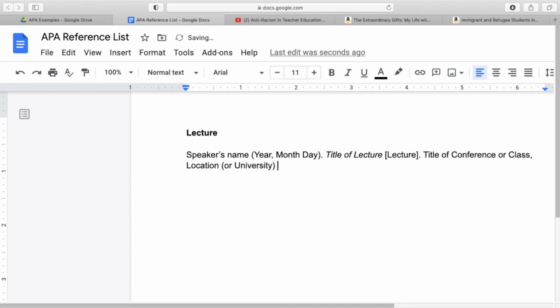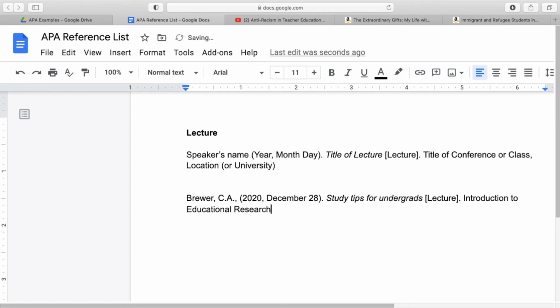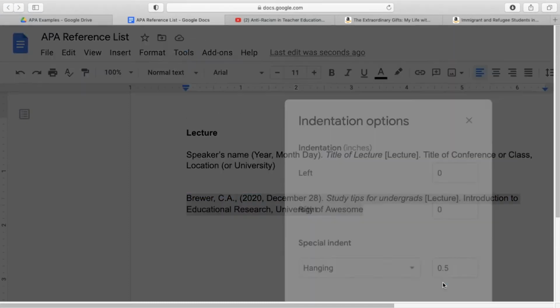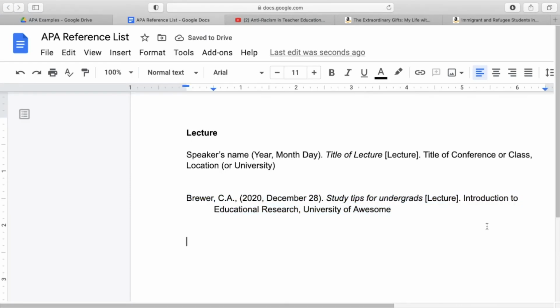You're going to cite your professor's name, the year, the month, and the day that the lecture was done, so date your work. Your computer will do that for you. The title of the lecture, you can look at your syllabus for that. Put down that it was a lecture, and then the name of your class and the university. And again, you're gonna make it hanging. And you're good to go.